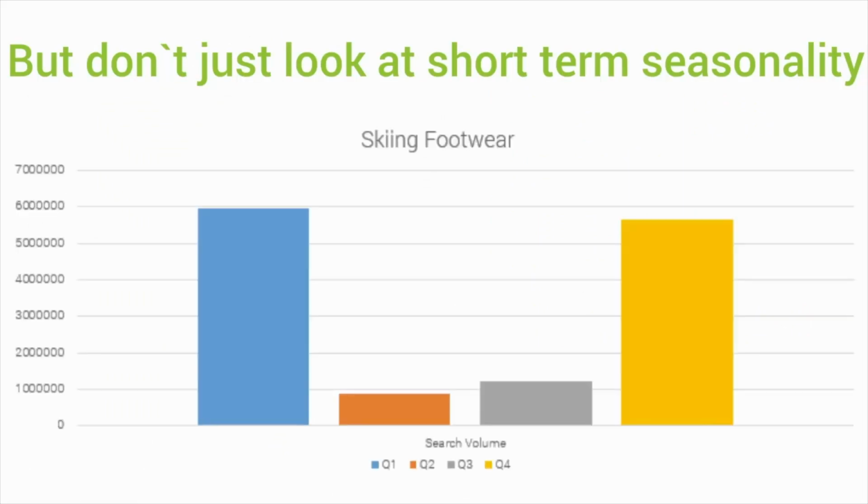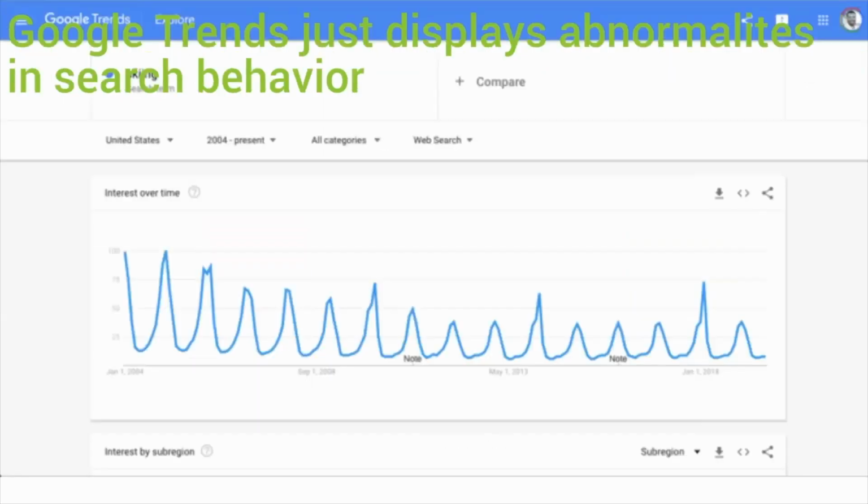But don't just look at short-term seasonality. This is what we in SEO always do: we look at the spike of search volume. And here you see again skiing footwear, the highest peak is in Q1 and Q4 of the year. So you shouldn't do any campaign around it in summer or Q2. But as I said, it's very short-term seasonality, right? And also if you look at Google Trends, yes, it's a nice tool to look at, but it just displays abnormalities in search behavior.